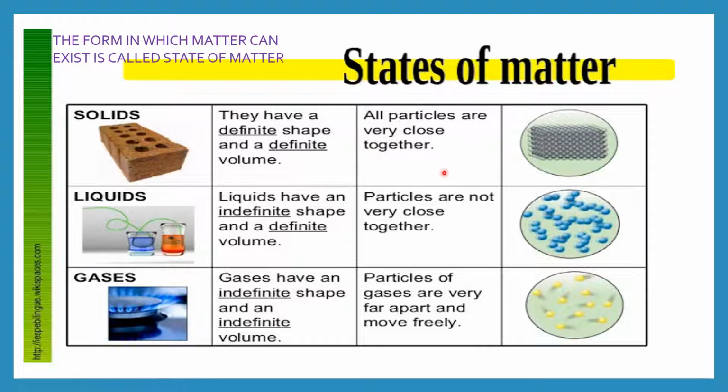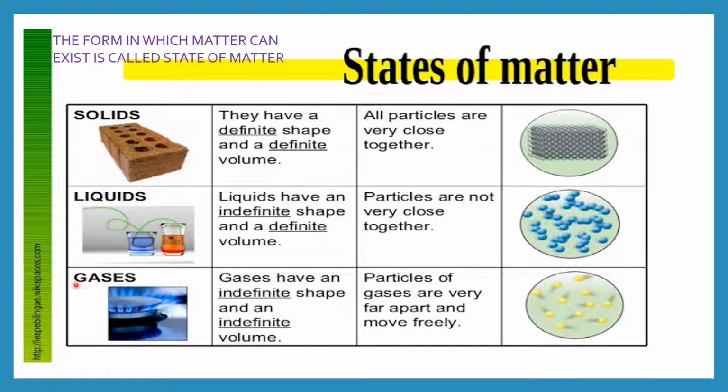And their particles are very close together, they are bound by very attractive forces, that are cohesive forces. So their cohesive force is very high. So in liquids, liquids have an indefinite shape and a definite volume. They have indefinite shape but they have definite volume, and their particles are not very close together, their particles are far apart as compared to solid.